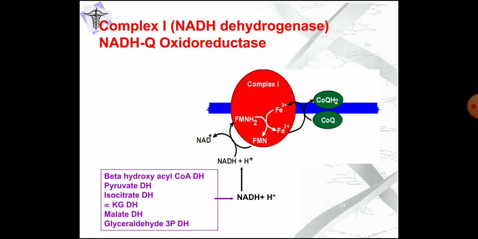Now complex 1, the NADH dehydrogenase or NADH coenzyme Q oxidoreductase. Various enzymes in the metabolic pathway release NADH, which is taken up and finally through FMNH2 and FeS transferred to coenzyme Q to produce reduced coenzyme, QH2. The enzymes producing NADH are beta hydroxyacyl coenzyme A dehydrogenase, pyruvate dehydrogenase, isocitrate dehydrogenase, alpha ketoglutarate dehydrogenase, malate dehydrogenase, and glyceraldehyde 3-phosphate dehydrogenase. These are the enzymes from which NADH plus H is produced.